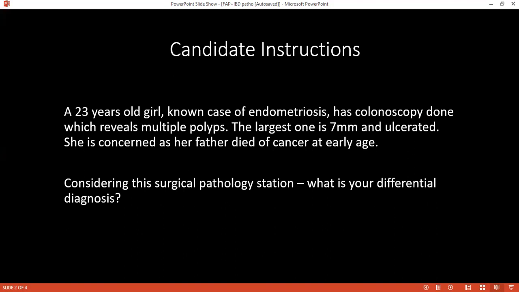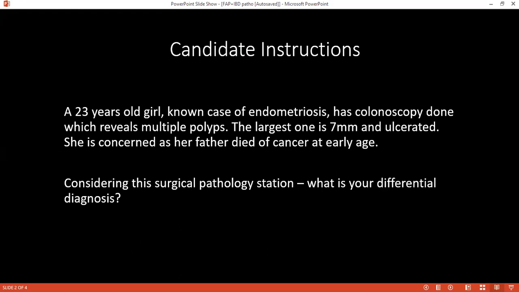Okay, so if you have read and understood the surgical pathology station stem, kindly tell me what are the differential diagnoses that you will consider for this patient? So here my provisional diagnosis will be familial adenomatous polyposis. Good. And the differential diagnosis can be colon cancer or other genetic problems.